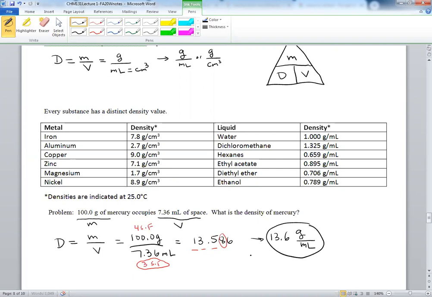What does that mean conceptually? If water has a 1 gram per mil density, then mercury is almost 14 times as dense. You have 14 times the amount of particles, let's say, of mercury than water, in the same amount of space. And if you've ever seen mercury, it's the only liquid metal. It's very, very heavy. Again, it's very dense. So that's the idea.